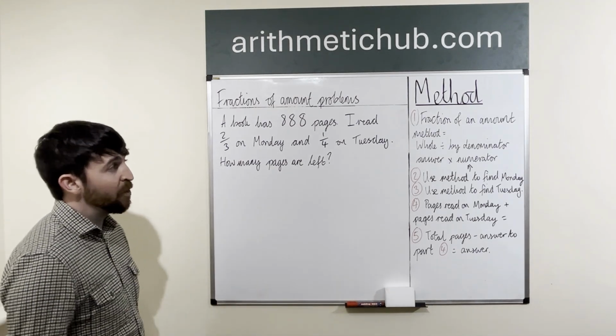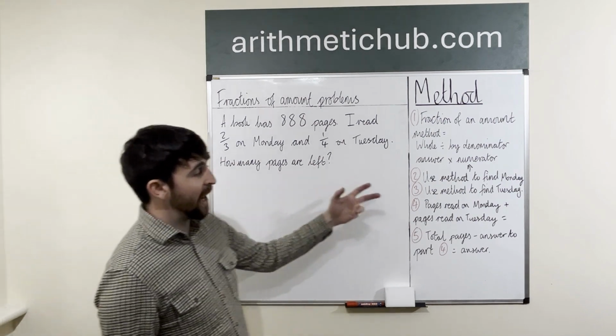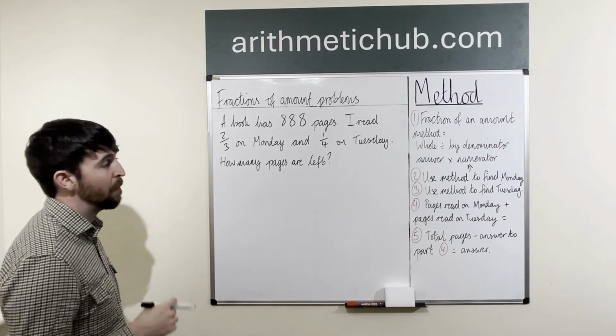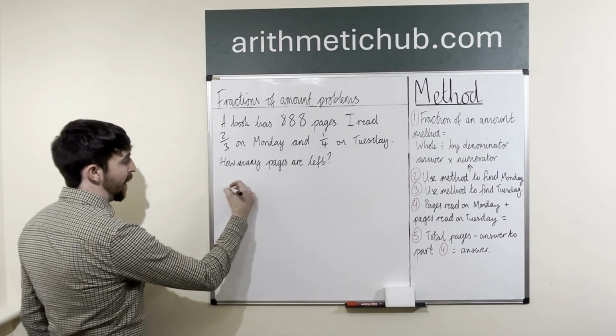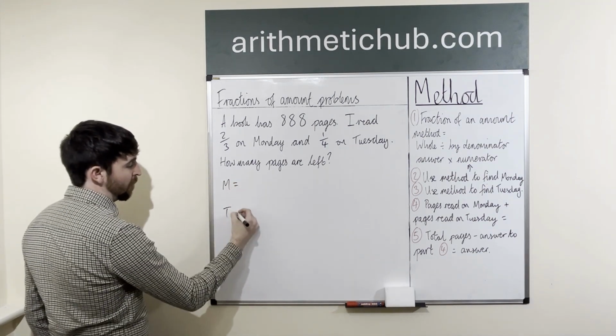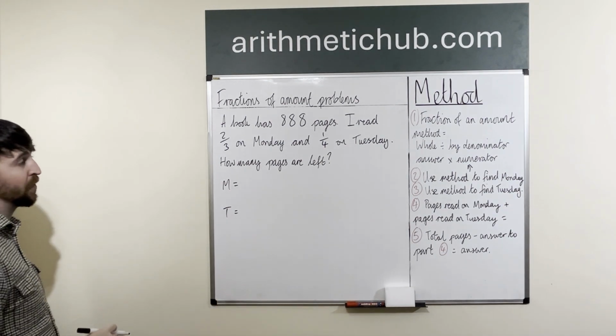So the first part of our method says we need a fraction of amount method. We know how to do that. The second and third parts say we need to use the fraction of amount method to find Monday and Tuesday. So let's start with that. Again, I'm going to write Monday here like this and Tuesday like that. Don't need to write all of Monday, don't need to write all of Tuesday. M equals, T equals is going to be absolutely fine.